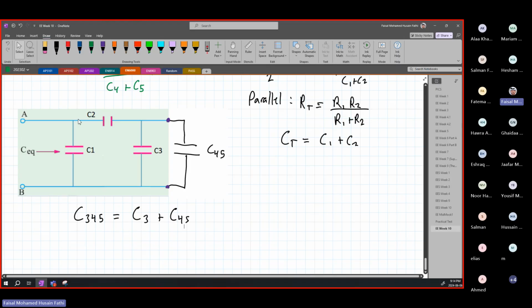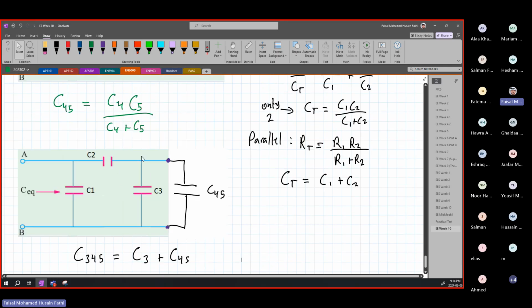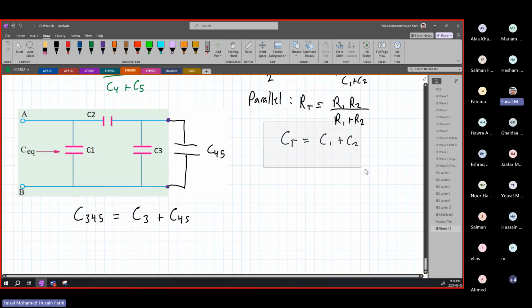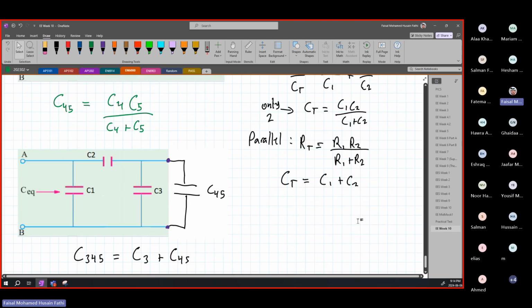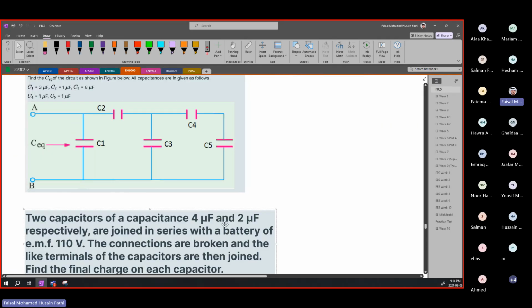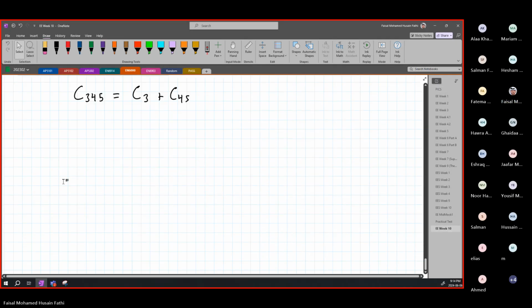And you can keep doing the reduction all the way till you reach C equivalent. All right. This is how you will apply it. We've done this a lot with resistors, the exact same method, but the equations are opposites for series and parallel when it comes to capacitors. Let's look at the next question.